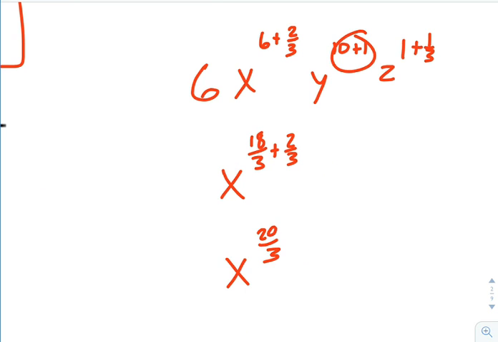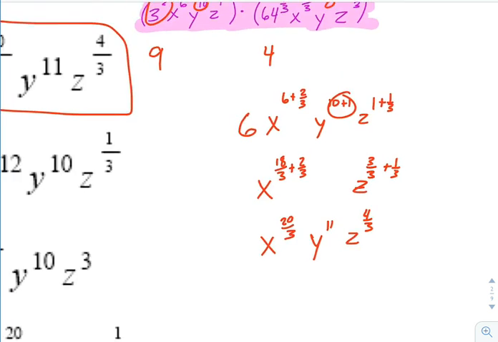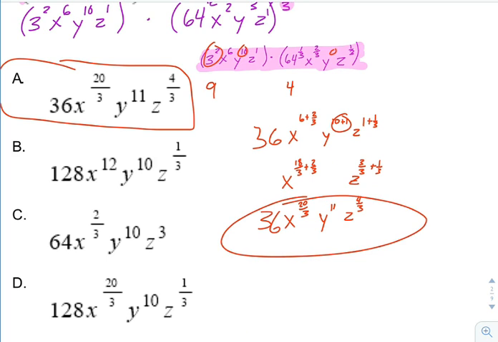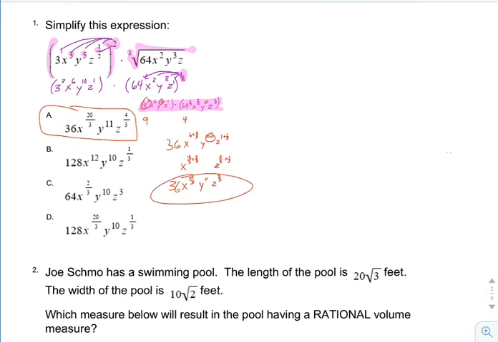10 plus 1 is easy. That's y to the 11th. And then 1 plus 1/3 is 3/3 plus 1/3. That is z to the 4/3. So that's how you do it. Remember, when you're multiplying values with the same base, you add the exponents. Where'd my 3 go? And there it is. All right, let's move on.